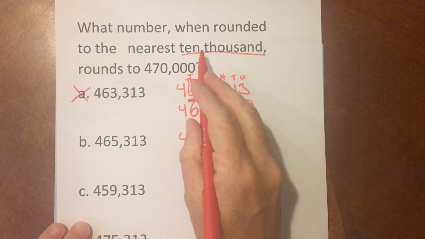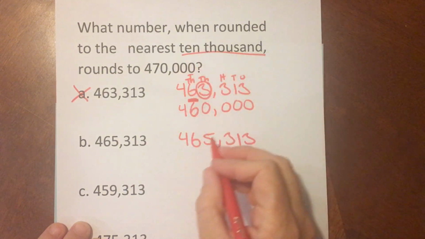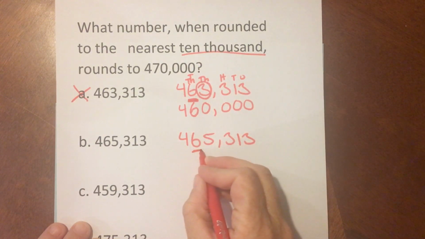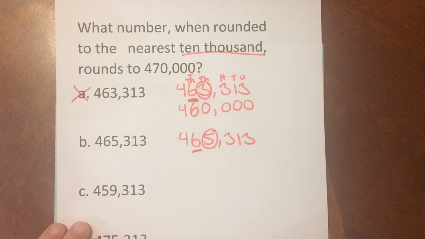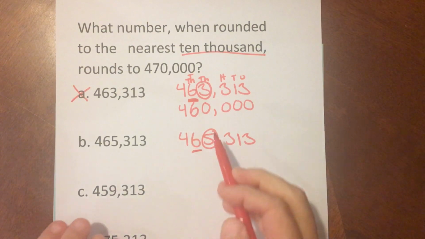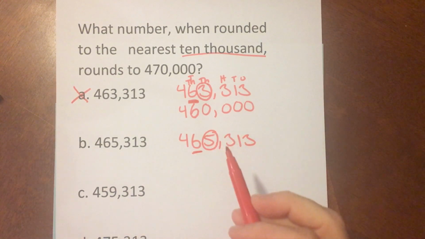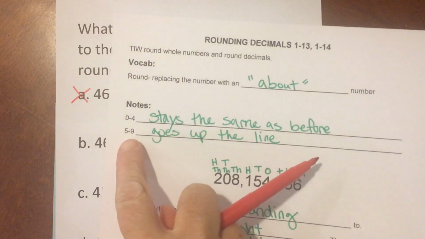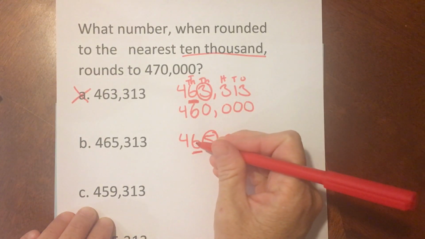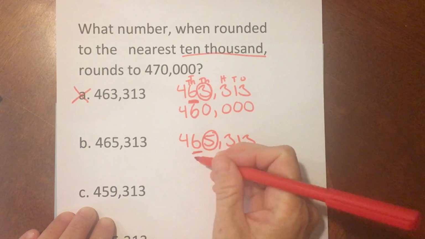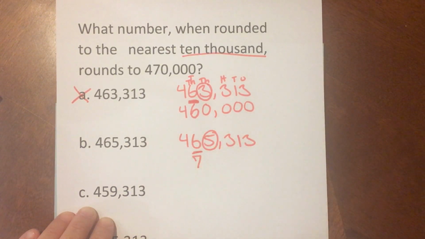465,313. Okay, step 1, I'm going to underline the digit I'm rounding to, which is my 10,000. Step 2, I'm going to circle the digit to the right, who becomes my bossy neighbor. Now my bossy neighbor is going to say, I'm a 5, so go up the line. So he tells him to go up the line. Well, if 6 goes up the line, it becomes a 7.